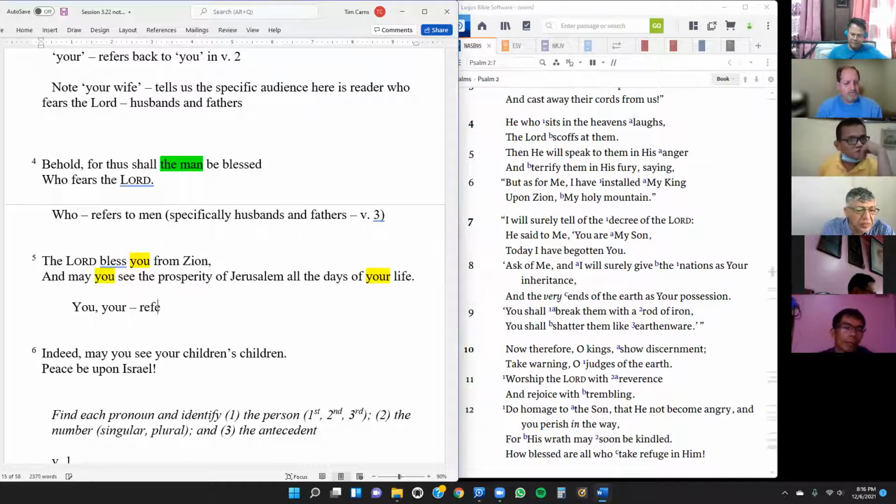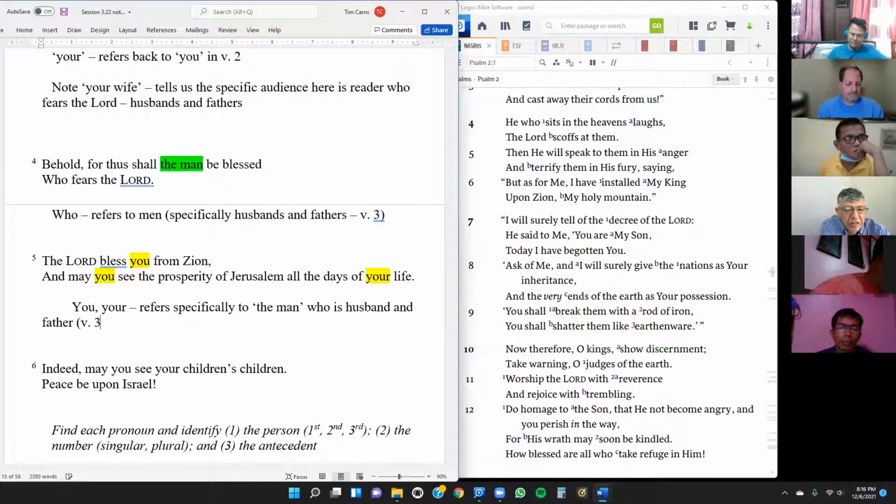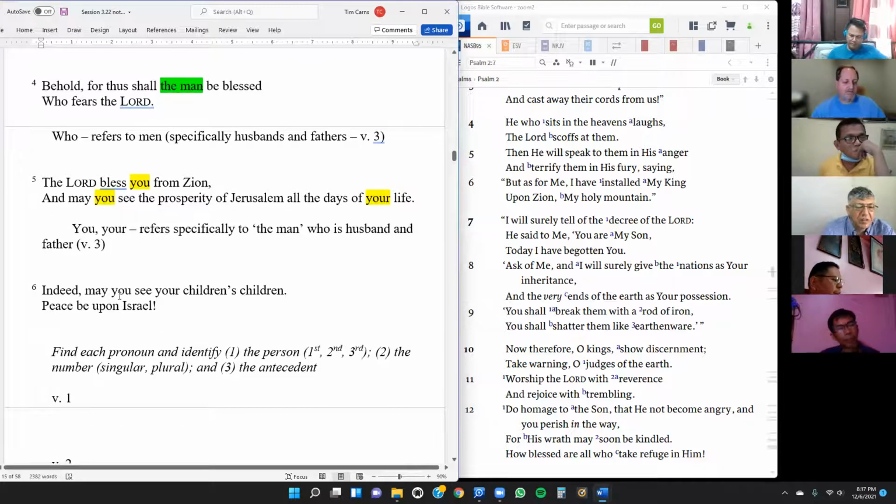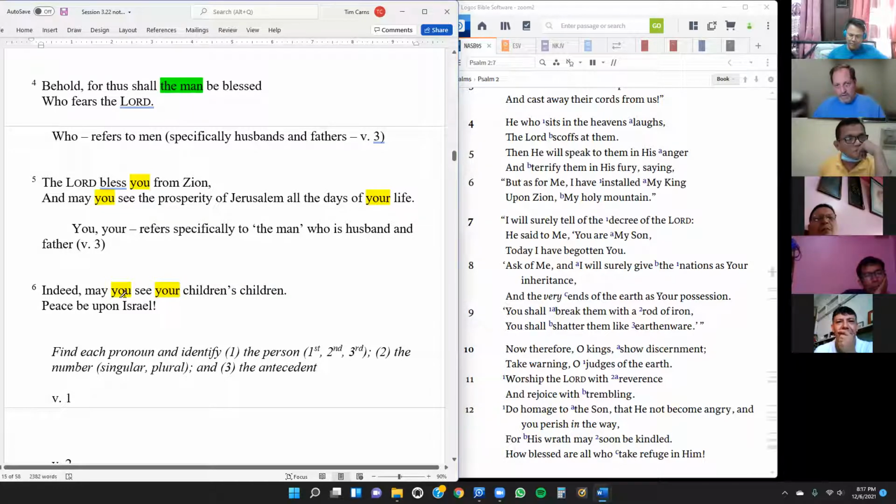And who does this refer to? The same person who fears the Lord, the husband and the father. Yes. Specifically to the man who is husband and father. Okay. So verse 5, and I'll just throw in verse 6 because verse 6 has the same you and your. Verses 5 and 6 are still directed towards fathers and husbands, because of the use of you and your.